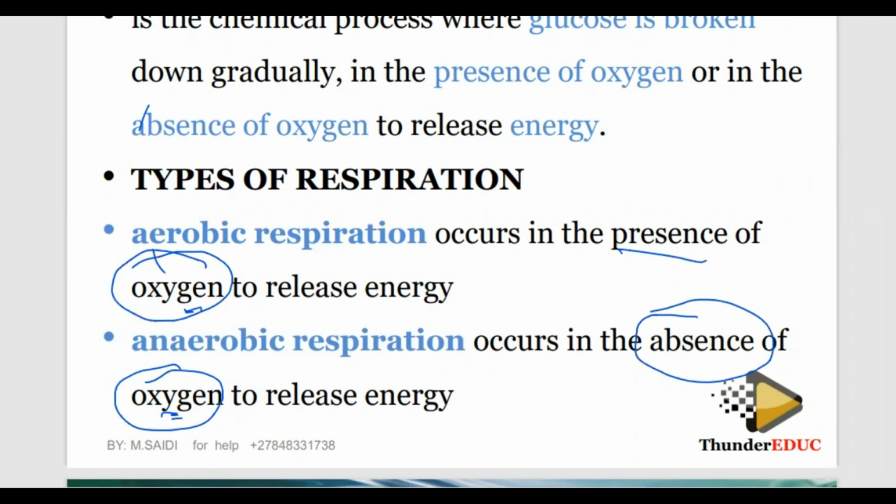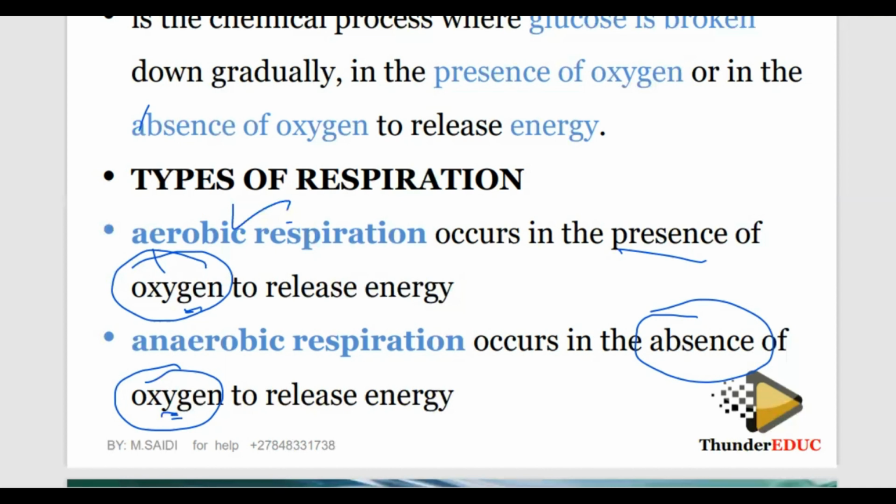Yes, there is a time when oxygen is abundant. Therefore, we will undergo what you call aerobic respiration. And there is a time when oxygen is not there, but you require energy. So what does it mean? Does it mean that the processes are supposed to stop? No. Now the cell will change from aerobic respiration and undergo anaerobic respiration. Where is this condition happening?